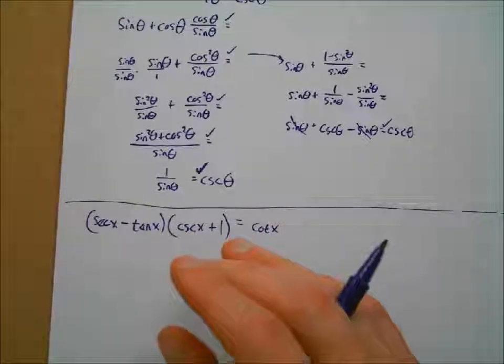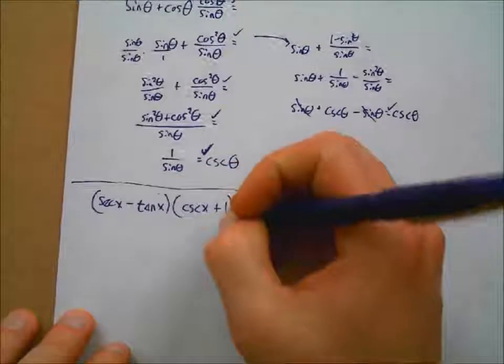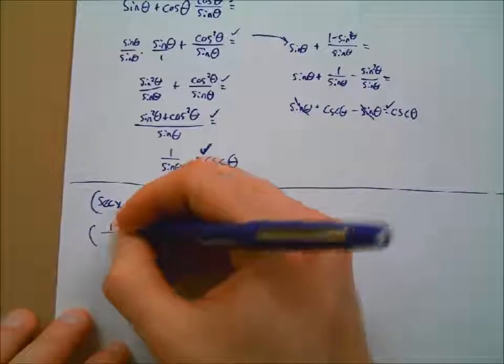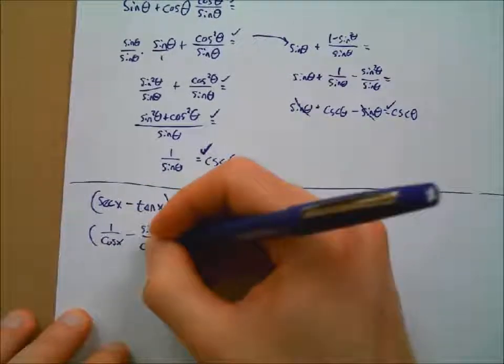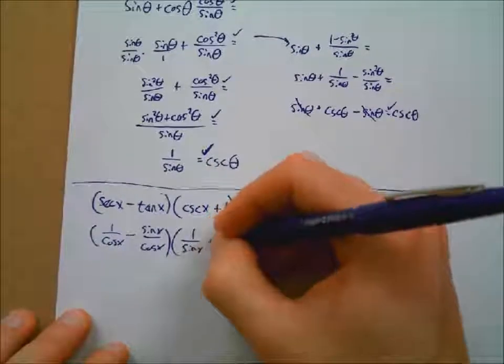That's a good general strategy to try and follow here because every trig function can be rewritten in terms of sine or cosine, and that'll help us with cancellation and stuff like that. So secant, let's make that 1 over cosine. Tangent is sine x over cosine x. Cosecant x is 1 over the sine of x, and then plus the 1 there.